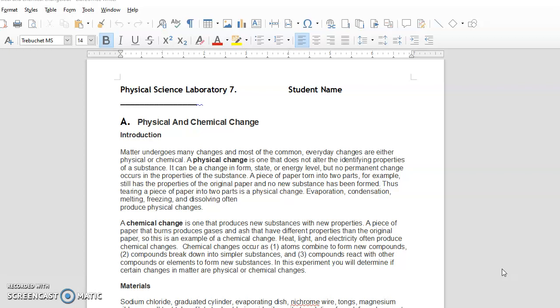A chemical change is one that produces a new substance with new properties. Okay. So anytime something burns, you've got gases, ash, residual materials. That is a chemical change. Heat, light, electricity are often produced as a result of these chemical changes. And that's some of the ways you can tell a chemical change has occurred.